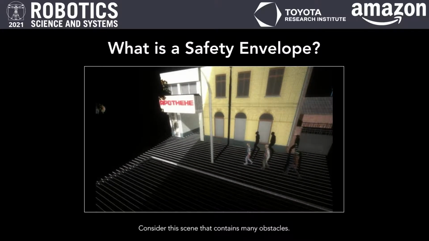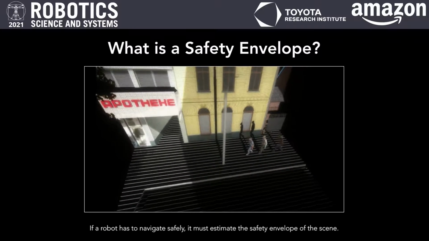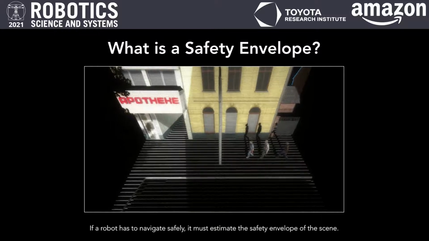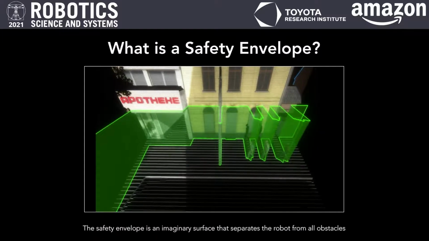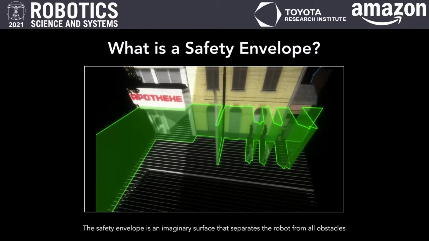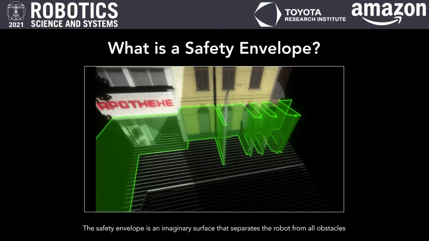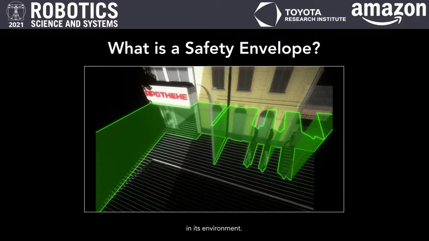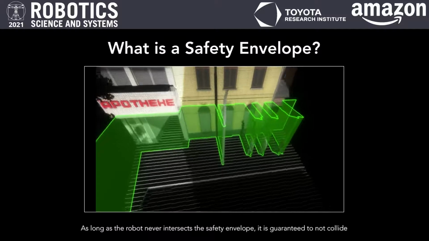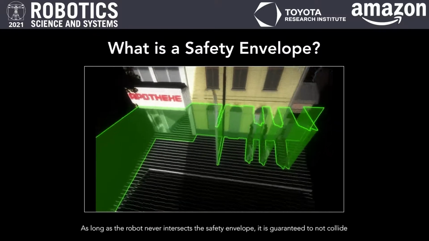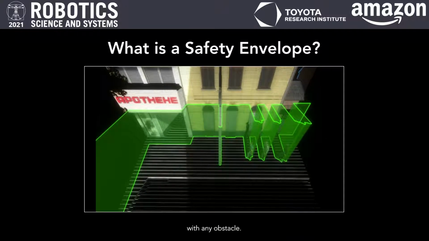Consider this scene that contains many obstacles. If a robot has to navigate safely, it must estimate the safety envelope of the scene. The safety envelope is an imaginary surface that separates the robot from all obstacles in its environment. As long as the robot never intersects the safety envelope, it is guaranteed to not collide with any obstacle. How can the robot estimate the location of the safety envelope?